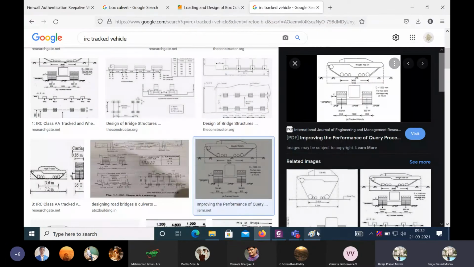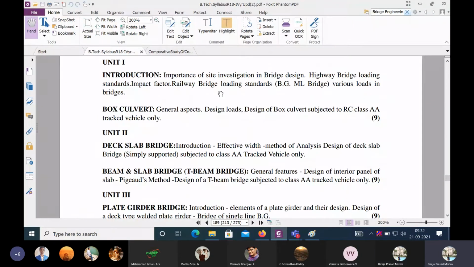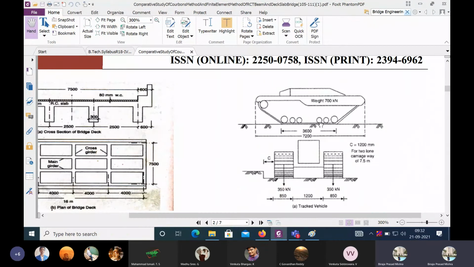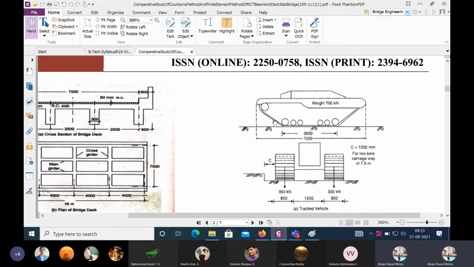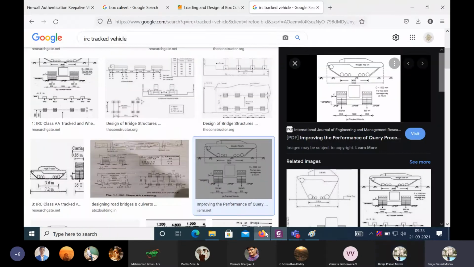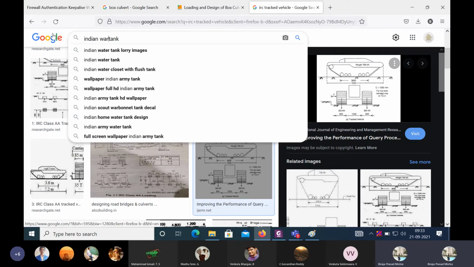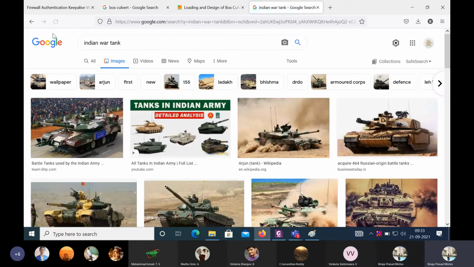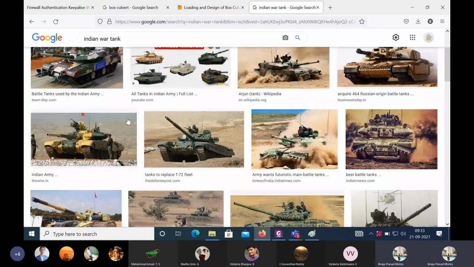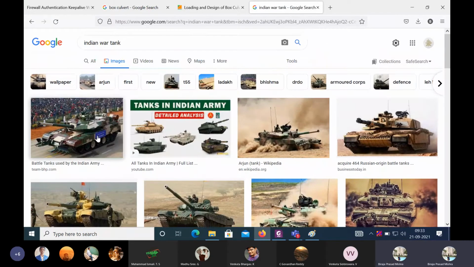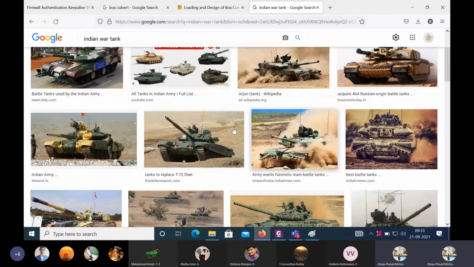Here it is the IRC class AA loading. This is the track of that tank. You might have seen it, the Indian war tank. This is the idealized IRC AA loading. So this kind of tank is idealized.